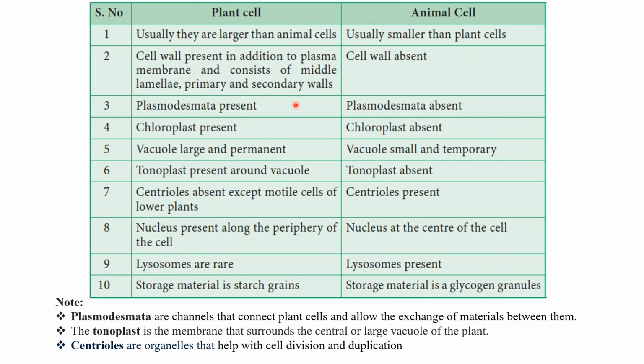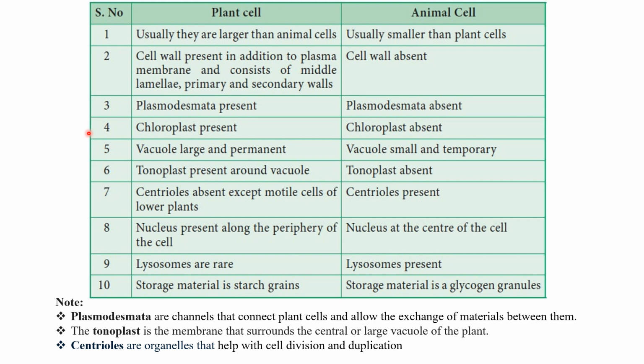So mainly the cell wall is present in the plant cell in addition to the plasma membrane, and it also consists of the middle lamella and primary and secondary walls. See, that's why we can see the hard layers of plants and trees, because of the presence of the cell wall, but these cell walls are absent in animal cells. Plasmodesmata is present in the plant cell, while it is absent in the animal cell. These plasmodesmata are just like channels that connect plant cells and allow the exchange of materials between the cells.